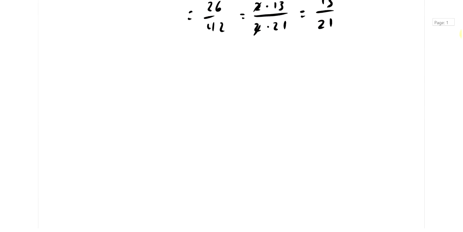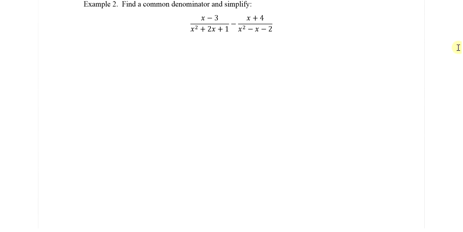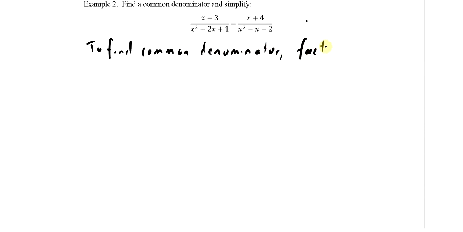Okay, that was pretty straightforward. Hopefully everybody knows how to add and subtract fractions. This is a little more complicated because now we're dealing with polynomials. We've got quadratics in the bottom. So to find the common denominator, we'll factor each of the denominators.